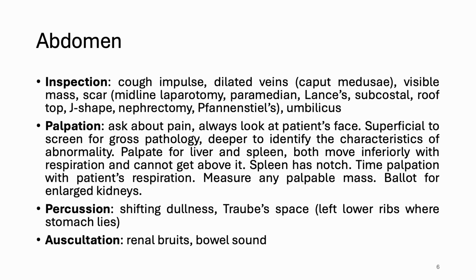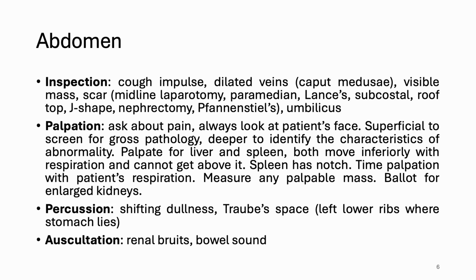Look for cough impulse from the hernia orifices. Look for dilated veins of caput medusae from chronic liver disease with portal hypertension. Look for visible mass, scars from previous surgeries, such as a midline laparotomy, paramedian, Lanz incisions, subcostal, rooftop, J-shaped scar of a renal transplant, nephrectomy, Pfannenstiel's incisions, and look at the umbilicus for eversion, which would hint at ascites, and whether there are umbilical nodes that would suggest a metastatic malignancy, classically known as Sister Mary Joseph nodes.